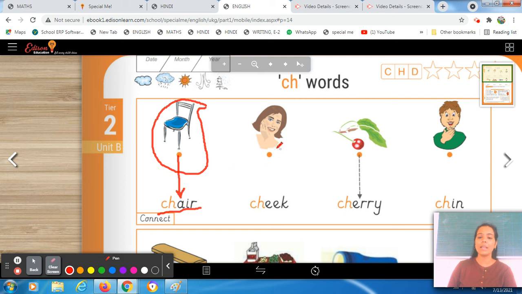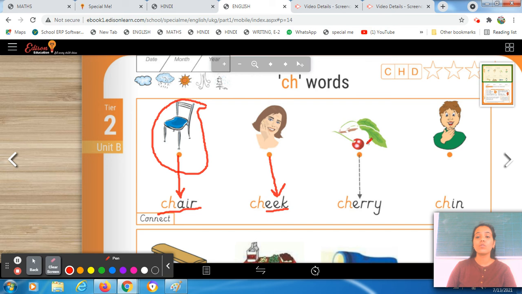Now in the same way, see this one. See, she is a girl, a very beautiful girl. Where is she pointing? Where is her hand? Her hand is on her cheek, right? So this one is cheek. See, there is double e, so it will give you a long sound. Cheek. So now match the correct picture with the correct word. Okay, this one is already done for you.